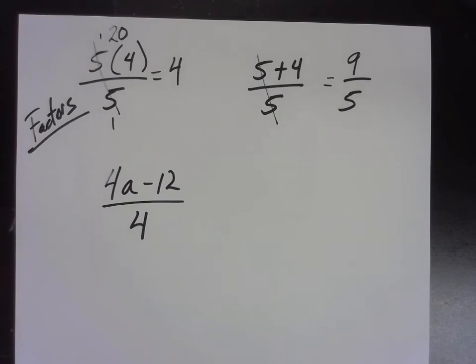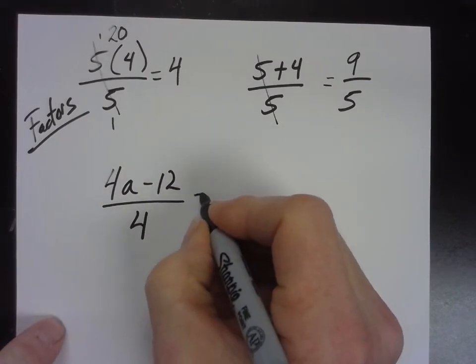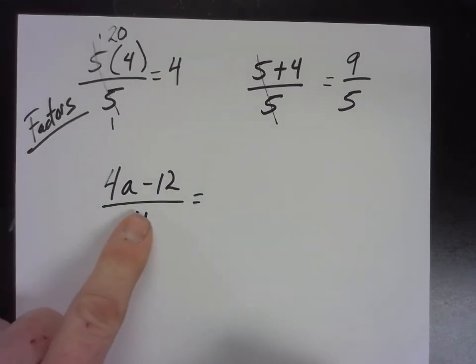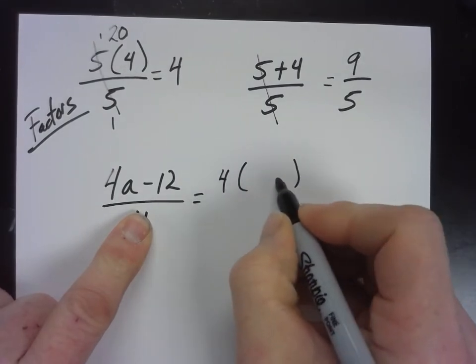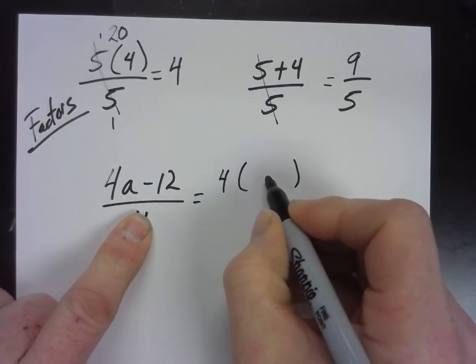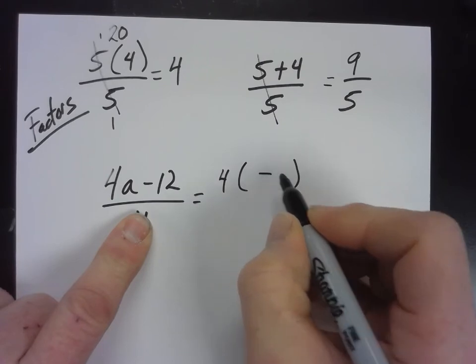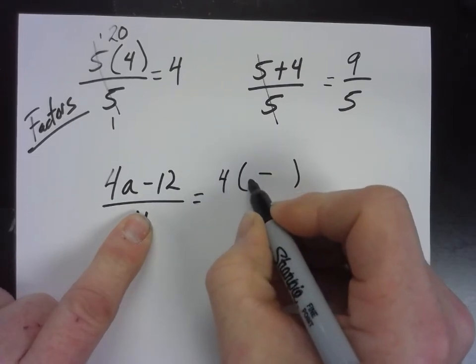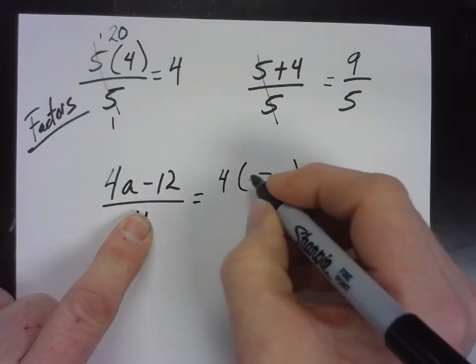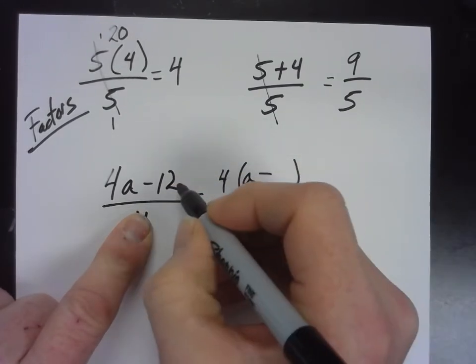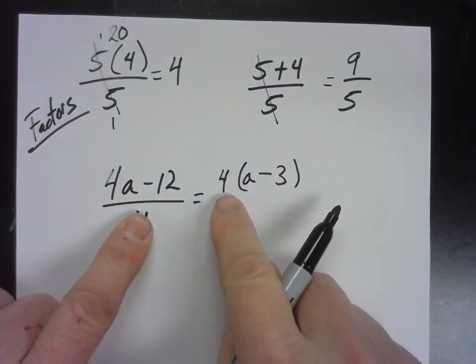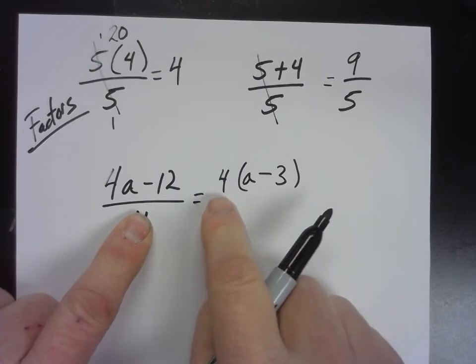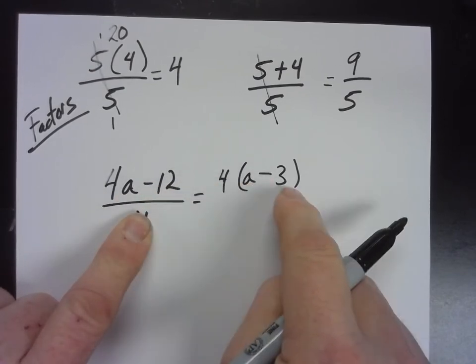All right? So here's what we can do, though. Look at the top of the fraction here. What's the greatest common factor? 4. Parenthesis. How many terms inside? 2. What symbol in between? Subtract. Okay. 4 times what would give me 4a? A. And 4 times what would give me 12? 3. So 4a subtract 12 and 4 times the quantity a subtract 3, are they the same thing? They represent the same number, don't they?